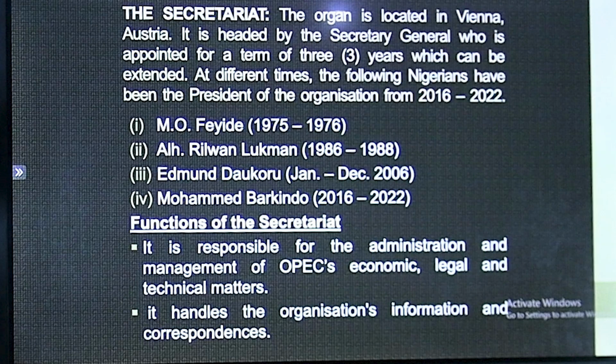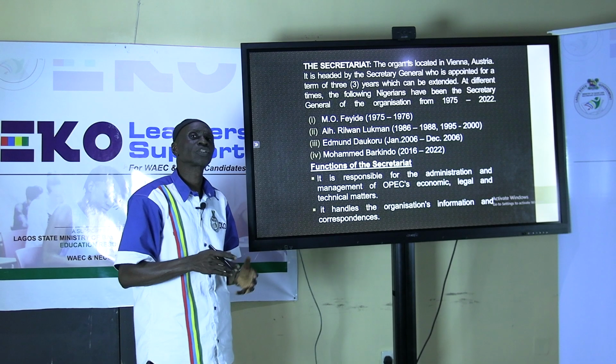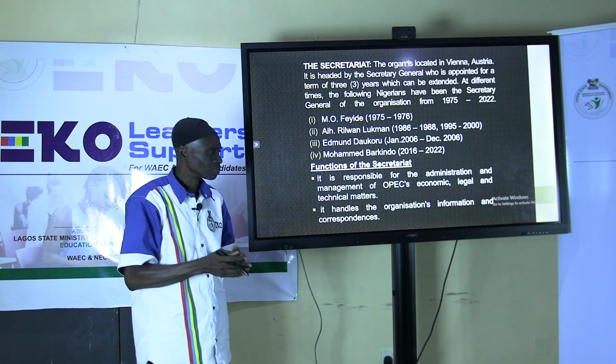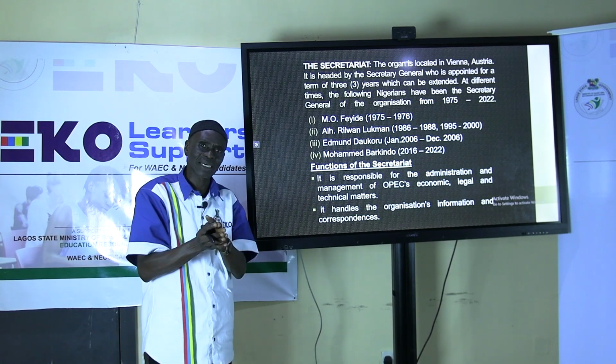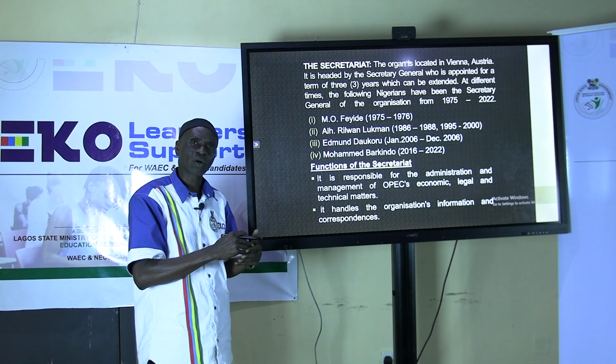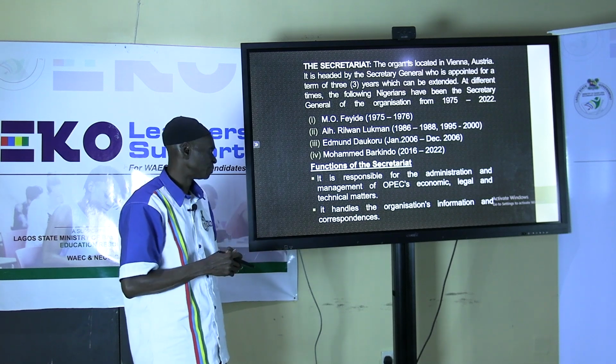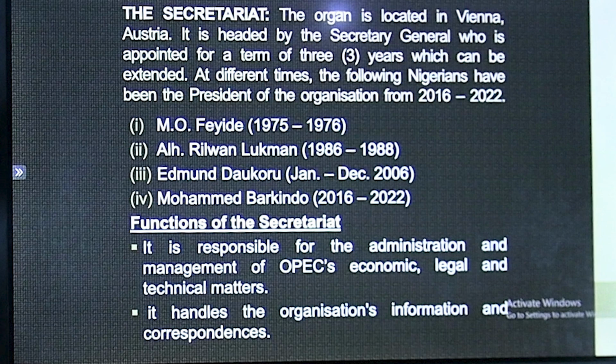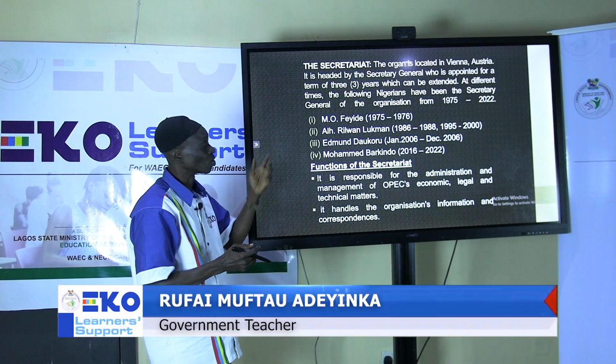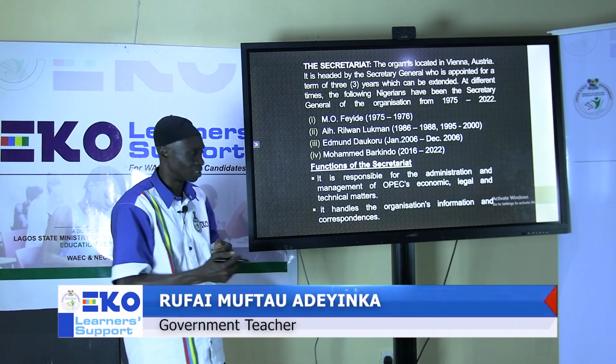This organ is responsible for the administration and management of OPEC's economic, legal, and technical matters. It looks at the administration and management of economic, legal, and technical matters, not just to keep files or to keep documents. Issues on legal and technical matters go to the Secretariat for record and for checking to take decisions on them. It handles the organization's information and correspondences. You and I know that this is a very important thing that the organ does as its functions and responsibilities.